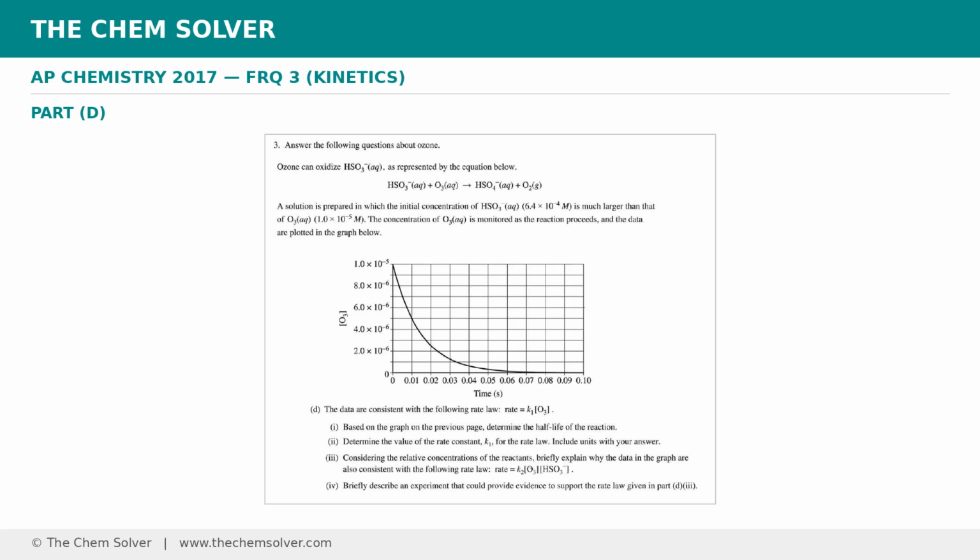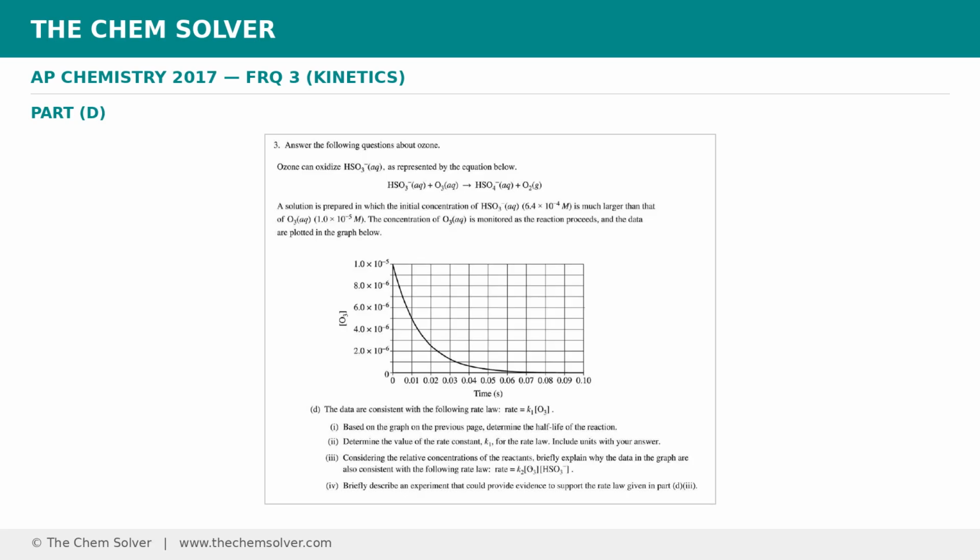The concentration of O3 is monitored as the reaction proceeds, and the data are plotted in the graph below. The data are consistent with the following rate law: rate equals k1 [O3]. 1. Based on the graph on the previous page, determine the half-life of the reaction. 2. Determine the value of the rate constant, k1, for the rate law. Include units with your answer.